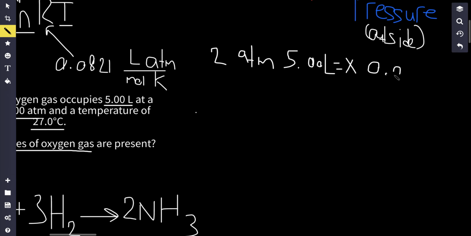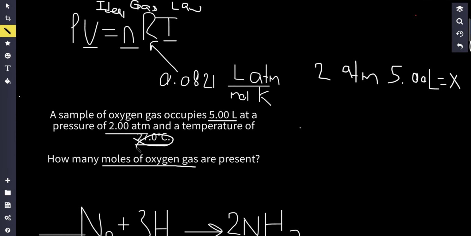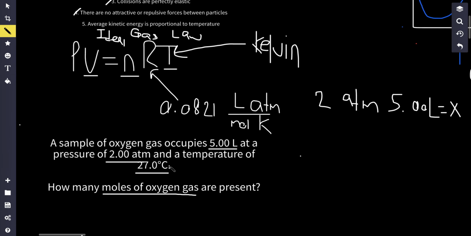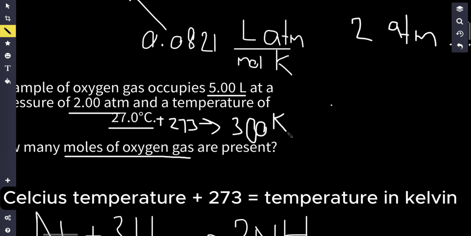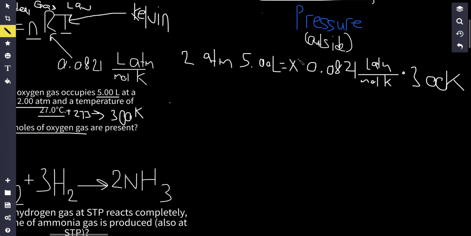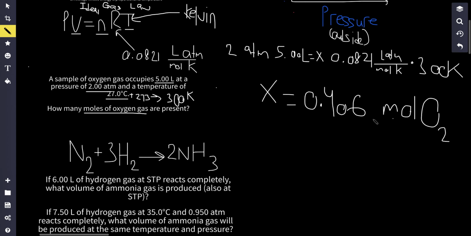Finally, we have temperature. Remember that for the ideal gas law, our temperature actually has to be in Kelvin. If our temperature is in Celsius, we just take the temperature in Celsius and add 273 to it, and that gives Kelvin. So this is going to be multiplied by 300 degrees Kelvin. To isolate n, I just divide both sides by this, but this is just going to be calculator work at the end of the day.